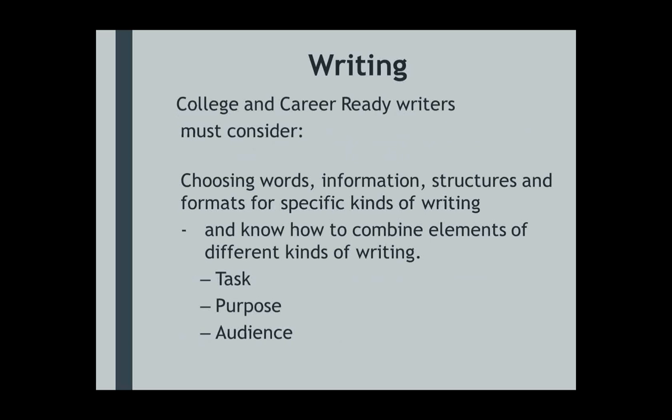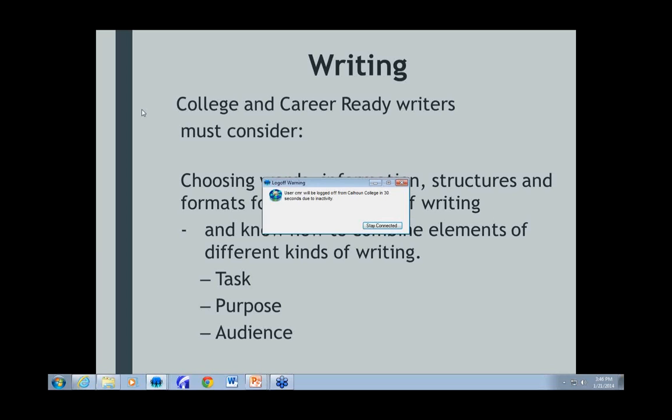Okay, writing again for the career in college is that we must prepare them to be able to choose words, to have information, to understand structures, and to be able to use different formats for different kinds of writing, and to know how to combine the elements of the different kinds of writing. What is the task? What's the purpose? Who is your audience? These are skills that we must consider in the writing classroom.